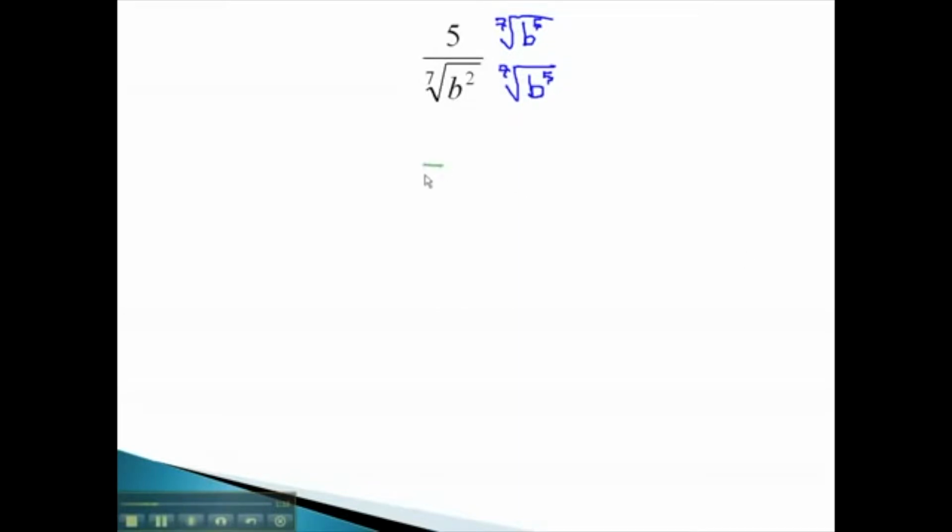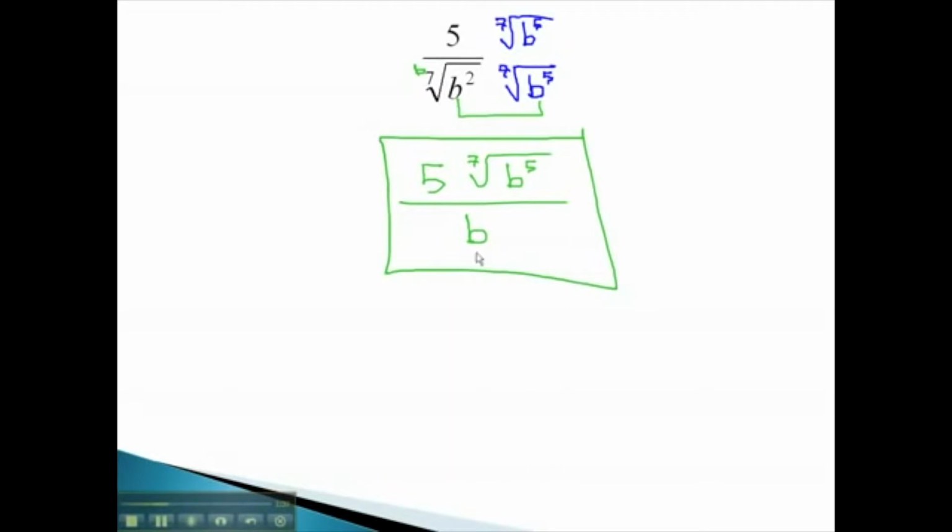As we do this, we now have 5 times the 7th root of b to the 5th over, when we multiply these together, b to the 7th. Dividing that by the index, we just have a b coming out of the radical. And we have our final solution, completely simplified with no radical in the denominator.